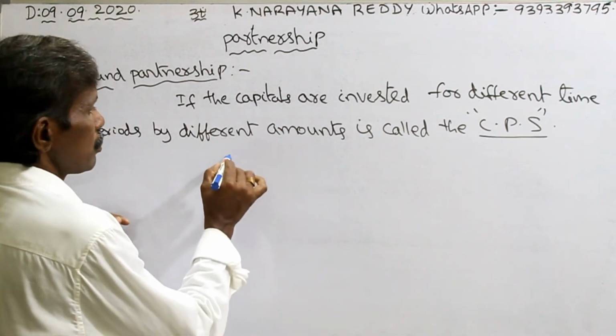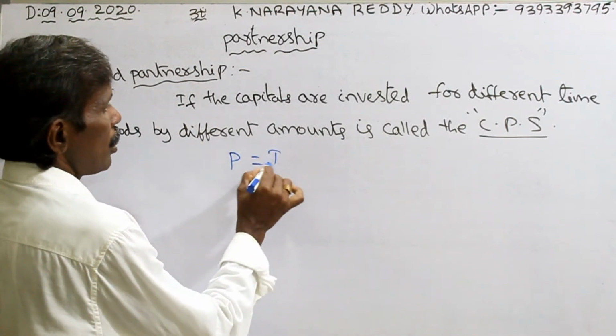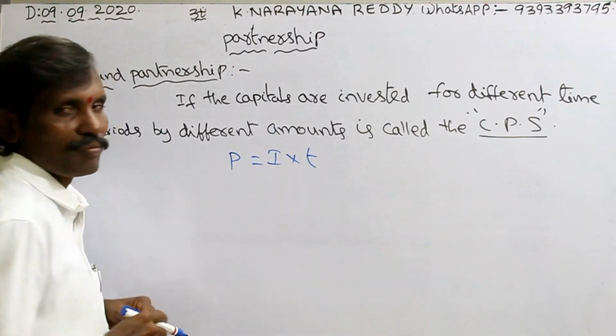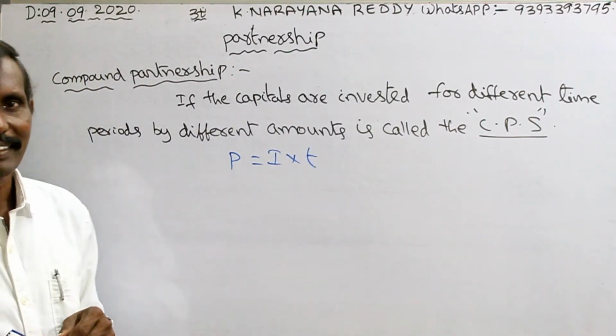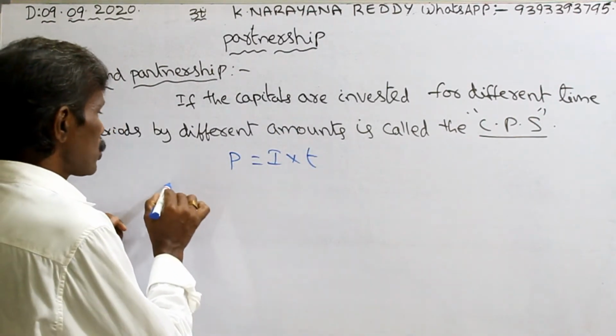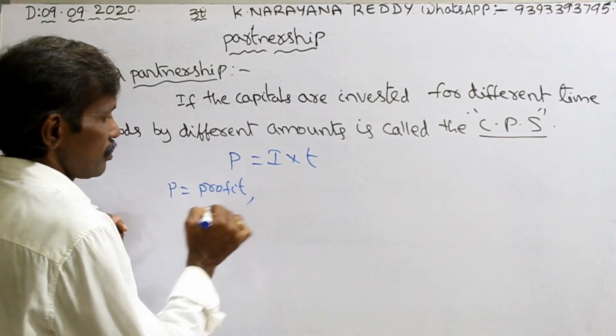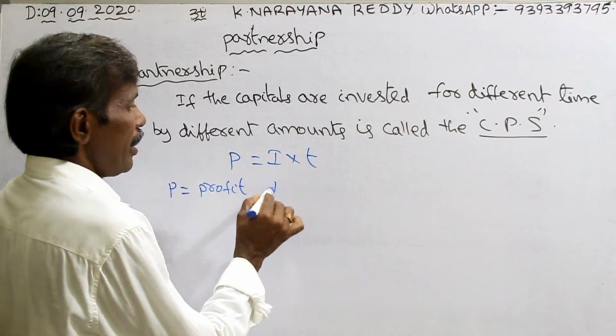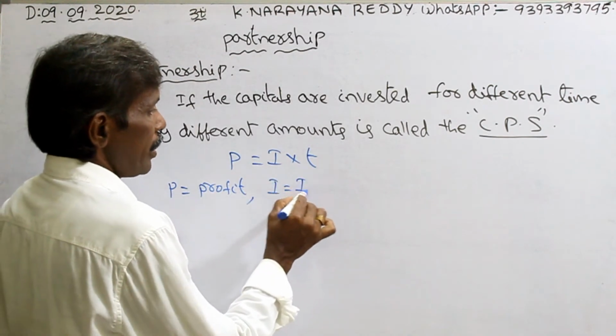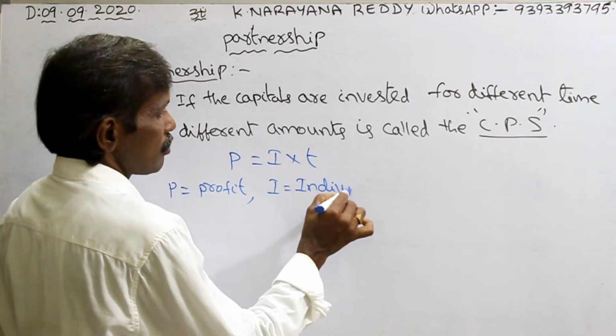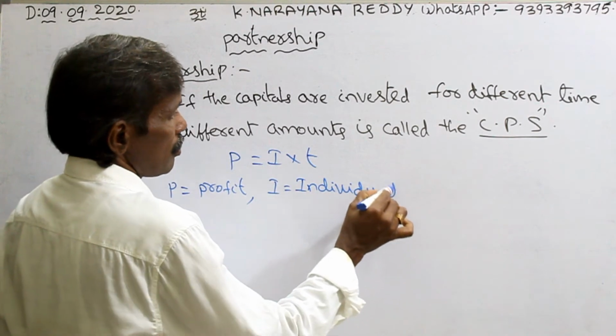Simply, P equals I into T. Means what? P equals profit. I equals individual investments.